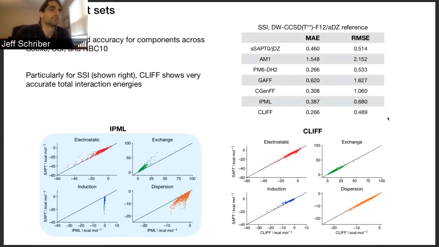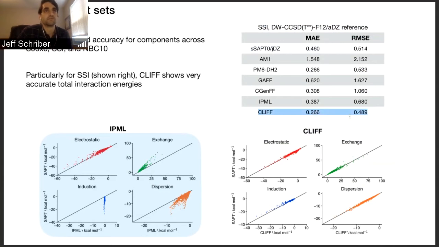And the question is then, well, how do the total energies look? Here's just a small table of tests on a subset of SSI. It's a neutral subset, comparing to some coupled cluster reference data. And we see that for MAEs and RMSEs, our method does really quite well in comparison to IPML, which also does quite good, some other force fields, some empirical methods, and even SAPT0, we outperform a bit for this system. I mean, for this test set only, certainly not for everyone. But this was very encouraging. So it seems to be working pretty well.